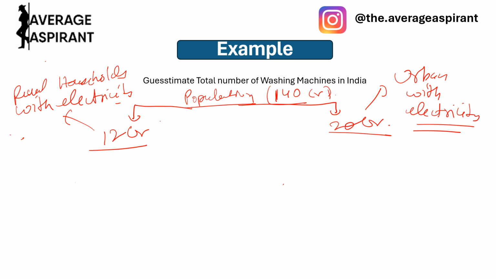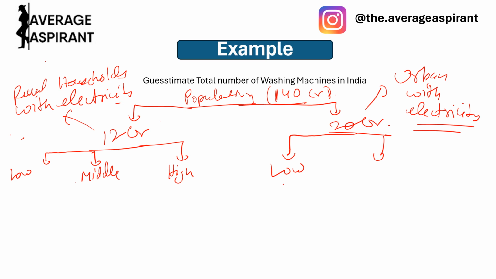Then we will divide this into low income, middle class people, and high income. Same we will do with this: low, middle, high. You can also do it as low, lower middle, upper middle, and high, depending on whatever your problem statement is. Whatever comes to your mind, whatever you can solve easily, you can divide it in that way.